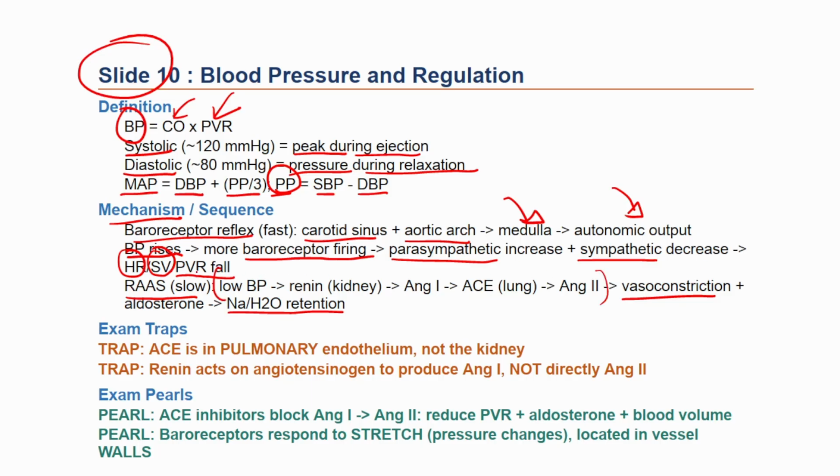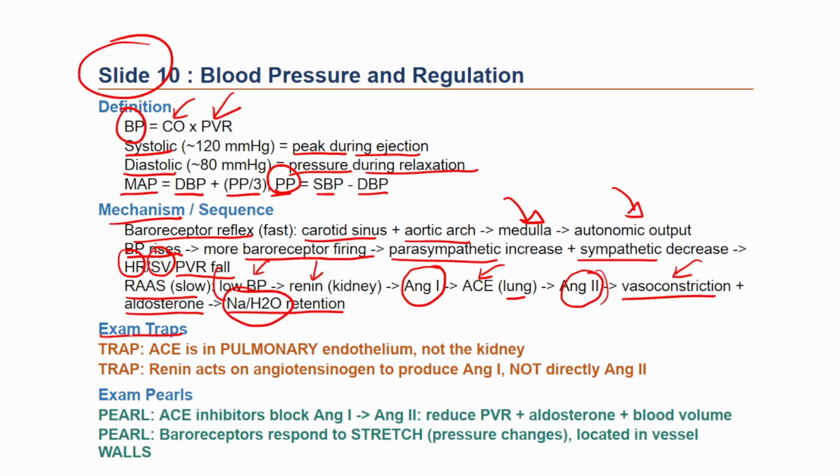When blood pressure falls, that means low BP, the kidney secretes renin, which breaks down angiotensinogen and makes angiotensin 1. This angiotensin 1 is converted to angiotensin 2 by an enzyme called ACE, secreted by the lungs. This angiotensin 2 causes vasoconstriction, and at the same time, it tells the kidney to secrete aldosterone. To be more precise, aldosterone is secreted by the adrenal gland, which is situated over the kidney. And finally, it causes sodium and water retention.